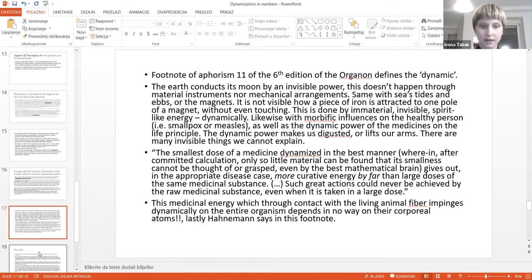So this is not done by mechanical arrangements, he says. The sea tides, the ebbs, the magnets, the piece of iron being attracted to a pole of a magnet. We've all learned this in school. So this is done at a distance. They don't even need to touch. There's no little man that takes the blocks and makes them get closer.